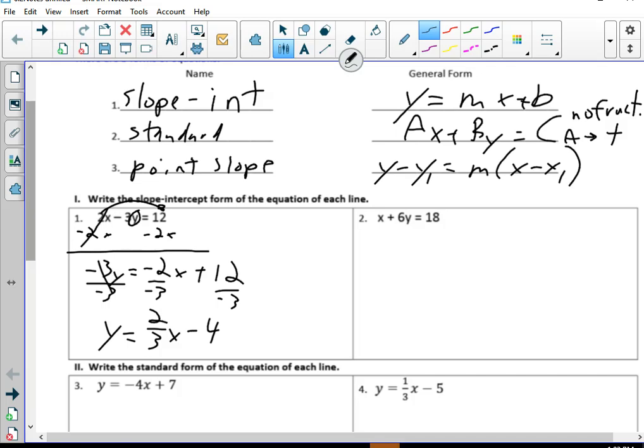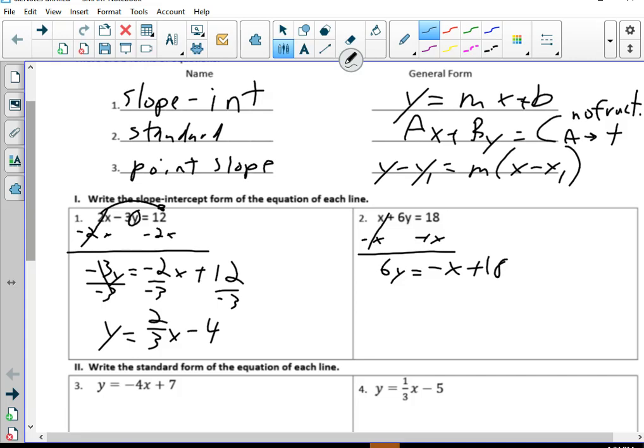Number 2, same thing. What do we move? No. We're going to move the x. We're going to subtract x. Again, we cannot combine the x and the 18, so we just write 6y equals negative x plus 18. We just write one after the other.